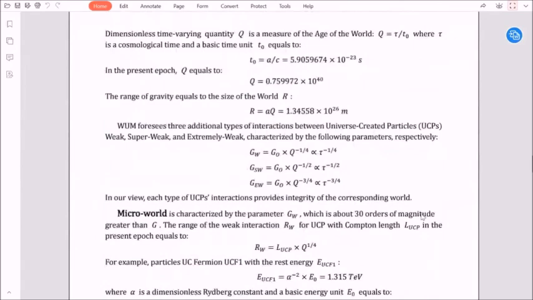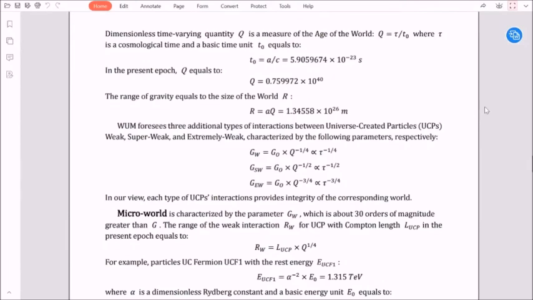Dimensionless time-varying quantity Q is a measure of the age of the world that equals tau over T0, where tau is the cosmological time and basic time unit T0 equals about 10^-23 seconds. In the present epoch, Q equals about 10^14. The range of gravity equals the size of the world, about 10^26 meters.